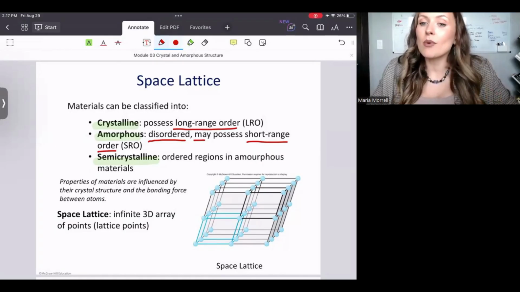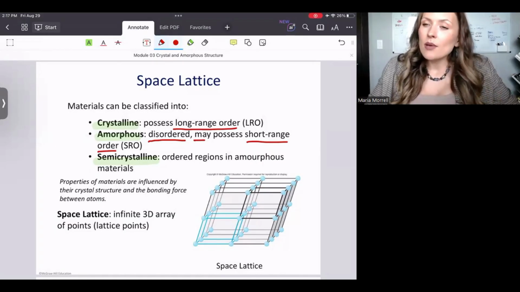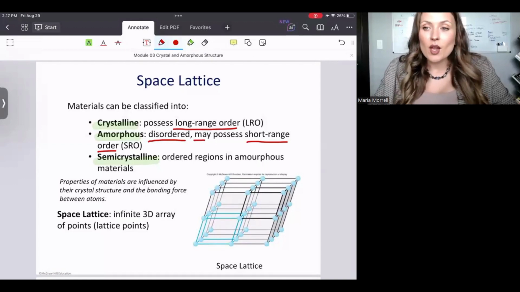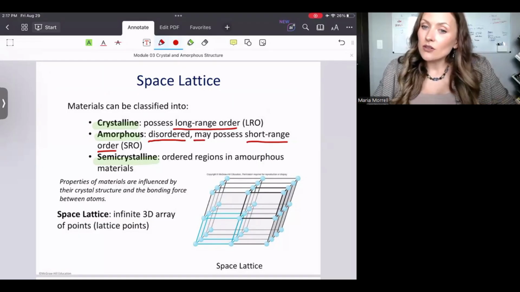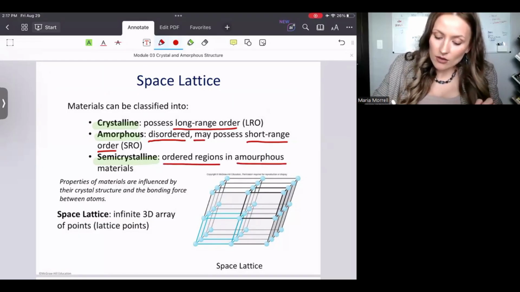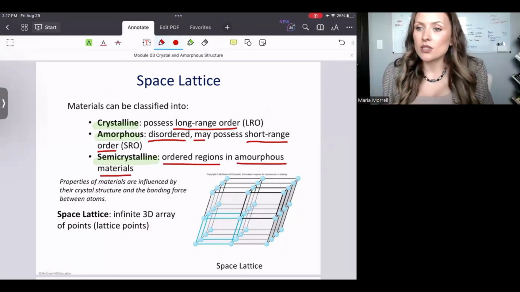Okay, and now semi-crystalline. Semi-crystalline materials, the best way to describe them is that they are amorphous, but at the same time as you inspect the material, you may see some ordered regions within the amorphous material, and this is why we call it semi-crystalline, because in a sense it possesses both.